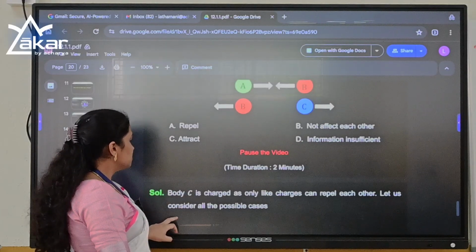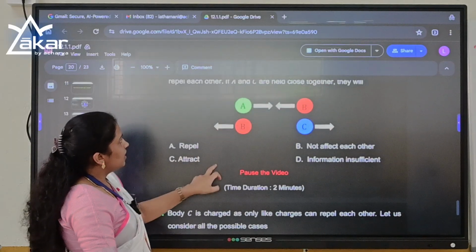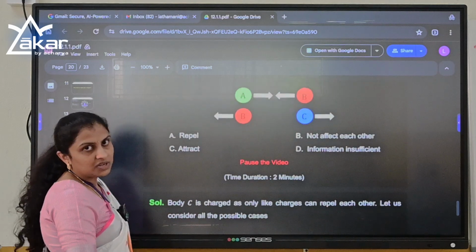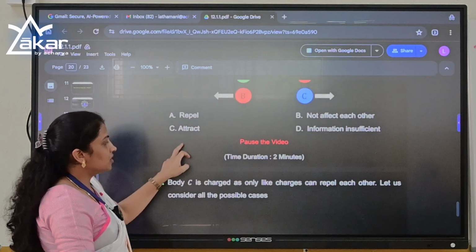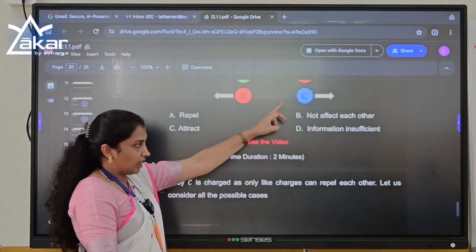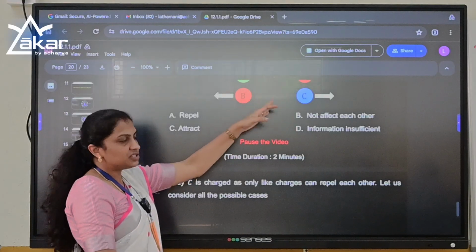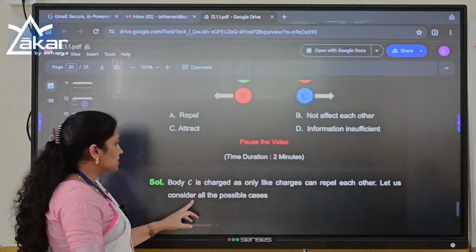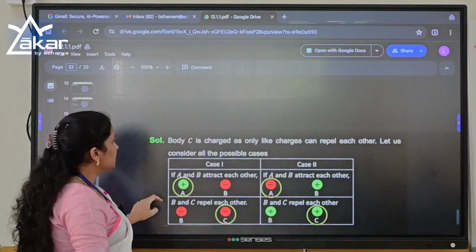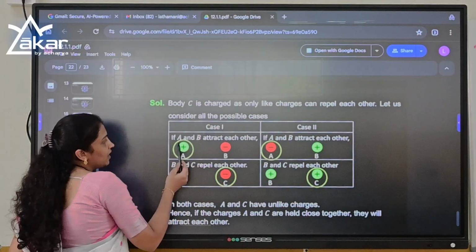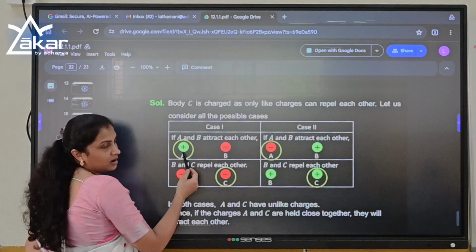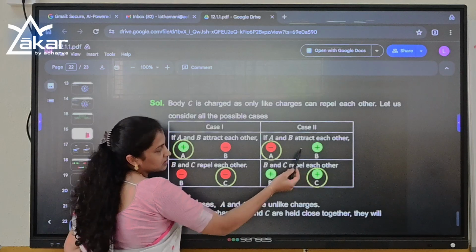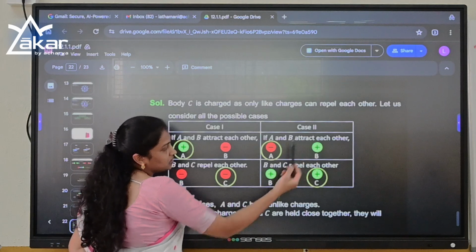You can see first A and B attract each other. B and C repel. So here is the solution. Body C is charged. Why? Because unlike charges attract, like charges repel. Here B and C repel each other, so let us consider all possible cases. First case: A and B attract each other because they are unlike charges. If A and B attract each other, minus plus means opposite charges, so they attract.